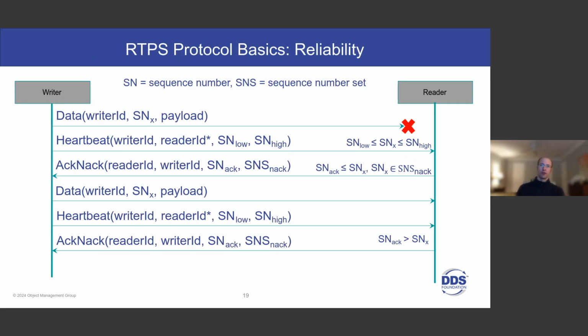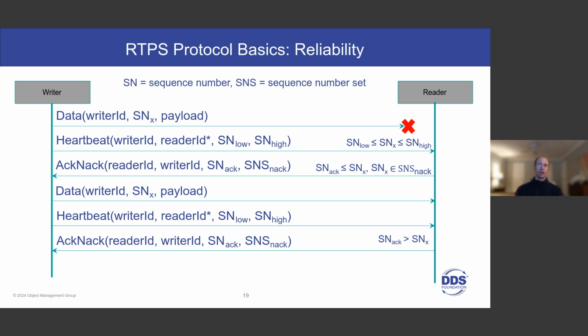To give you a flavor of what RTPS is doing, I want to look at how reliability is implemented. In this diagram, we have a writer on the left and a reader on the right, and SN stands for sequence number. Every message that is sent in terms of data has a sequence number, and SNS stands for sequence number set. There's a bitmap representation defined in the RTPS protocol for representing a set of sequence numbers. It has a base and then a number of bits used to indicate the set from that base.